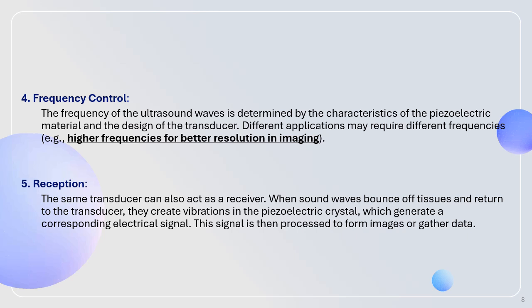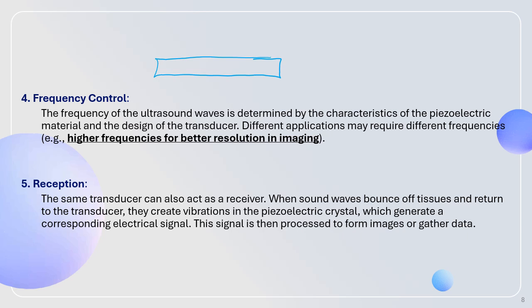Frequency control. The frequency of the ultrasound waves is determined by the characteristics of the piezoelectric material and the design of the transducer. Like what I was talking about, the dimensions of the piezoelectric crystal will determine what frequency is going to be produced. So each piezoelectric crystal is specifically cut to produce a certain frequency for ultrasound. Right? High frequencies are better for better resolution in imaging.